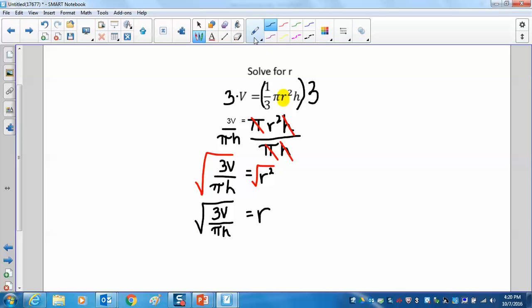So here is our final answer. This whole equation is our final answer. The square root of 3v over pi h equals r. We've solved our equation for r.